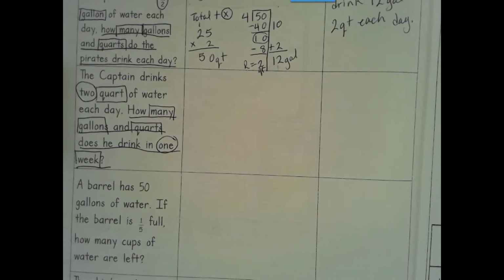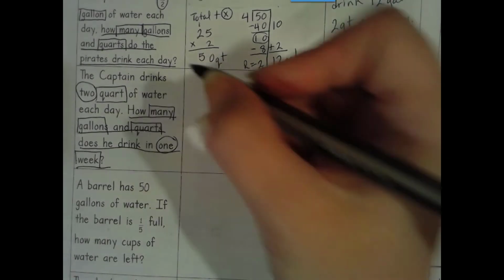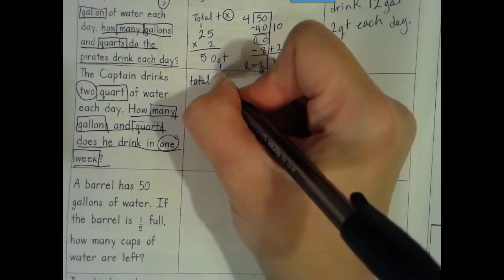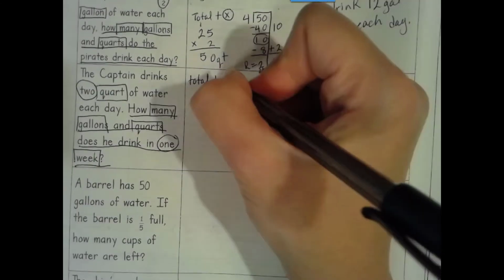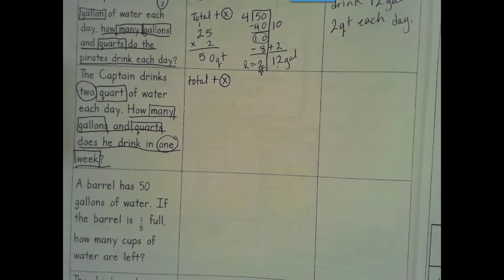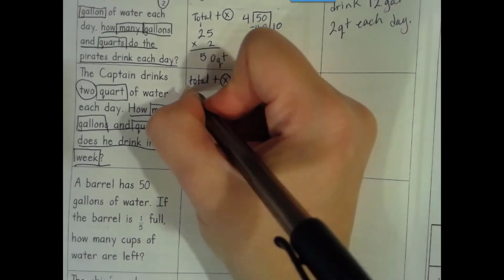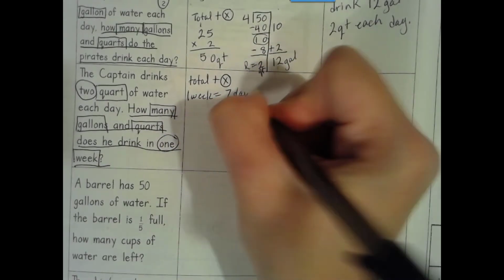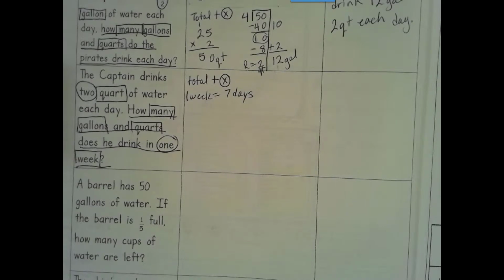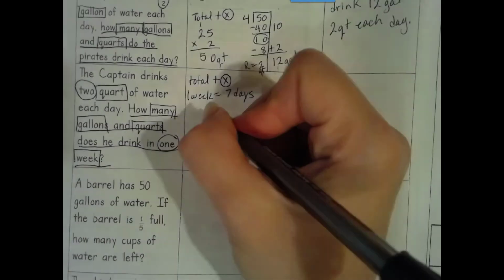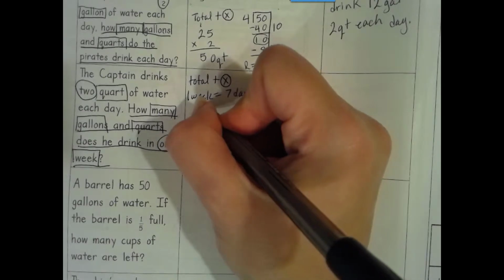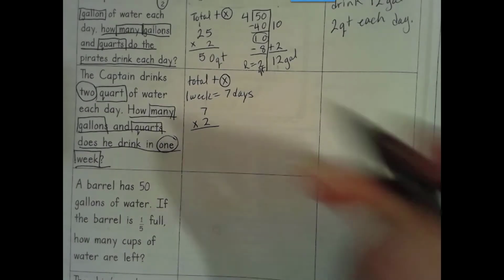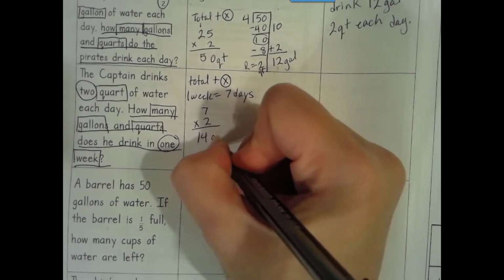So he drinks 2 quarts each day. So how many? We don't know our total. So we're going to add or multiply. He does the same amount each day. We're joining together equal groups, so we're going to multiply. 1 week equals 7 days. So in 7 days he drinks 2 quarts each day. 7 times 2 is 14 quarts.